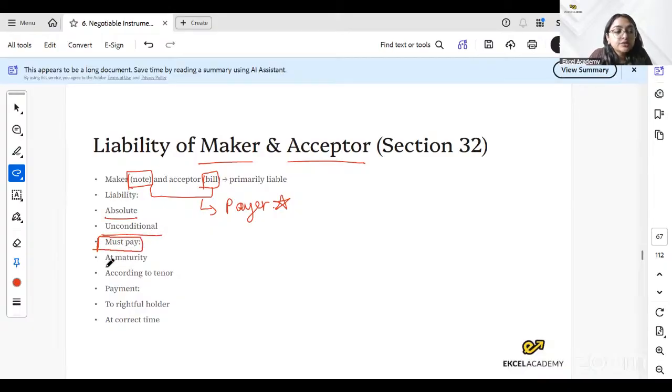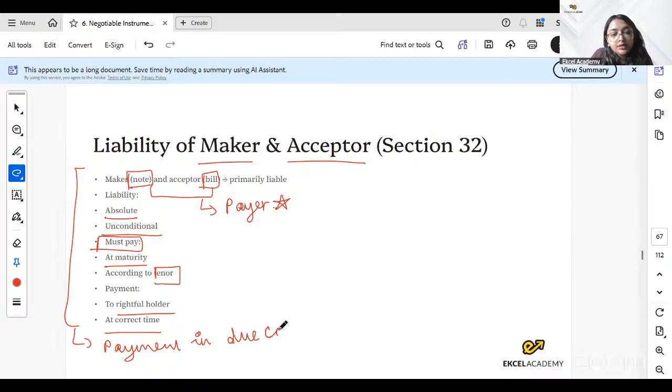When do you think you must pay? At maturity according to the tenor, and the payment has to be made to the rightful holder at the rightful time. What does this remind you of? This is nothing but your payment in due course.